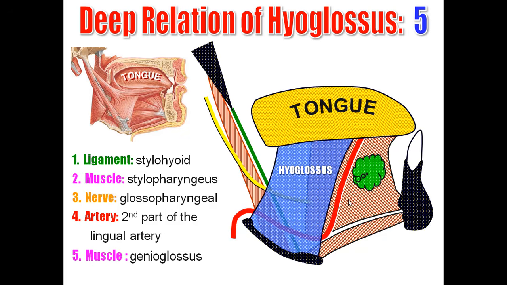Regarding the action of the genioglossus muscle, genioglossus protrudes the tongue and deviates the tongue to the opposite side. So the action of the left genioglossus is protrusion of the tongue and deviation of the tongue to the right side.